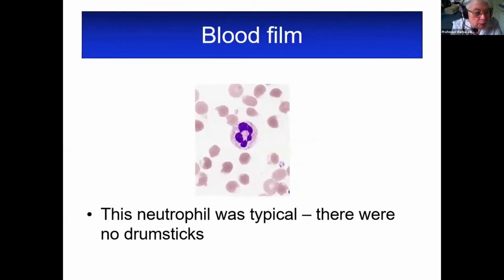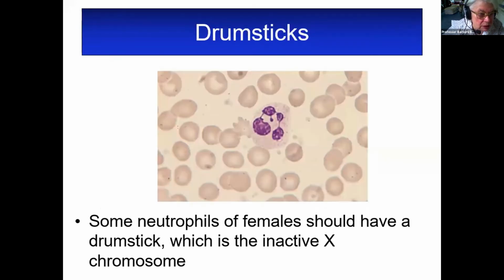This neutrophil was typical of this patient. There were no drumsticks, and you would expect drumsticks in a proportion of the neutrophils of a female, these being the inactive X chromosome. So why didn't she have any drumsticks? This is what the drumstick ought to look like. They're very easily recognizable, and she didn't have them.